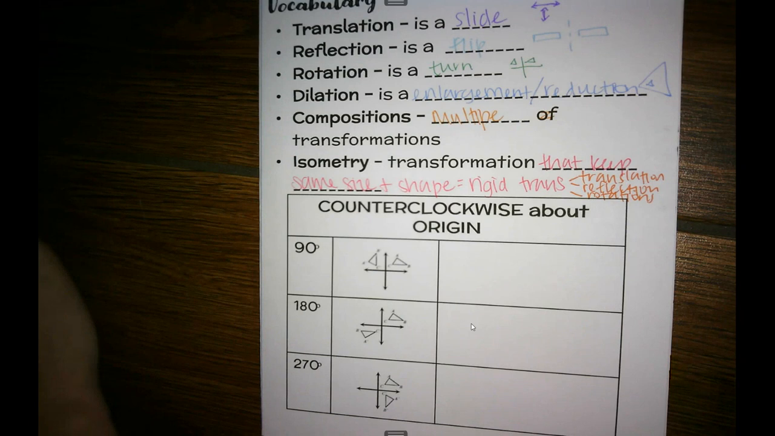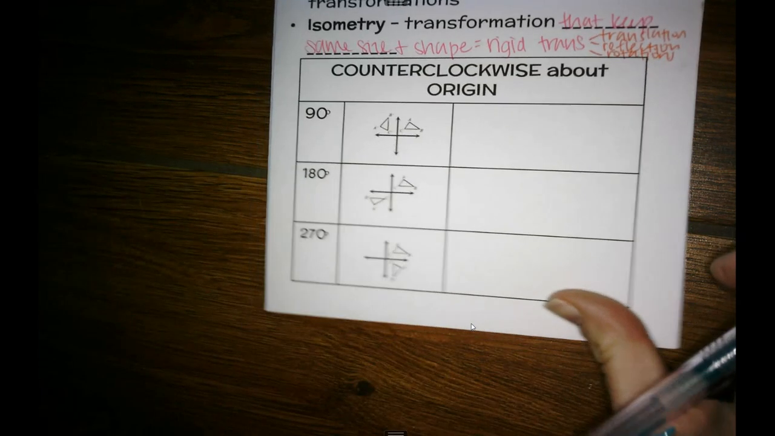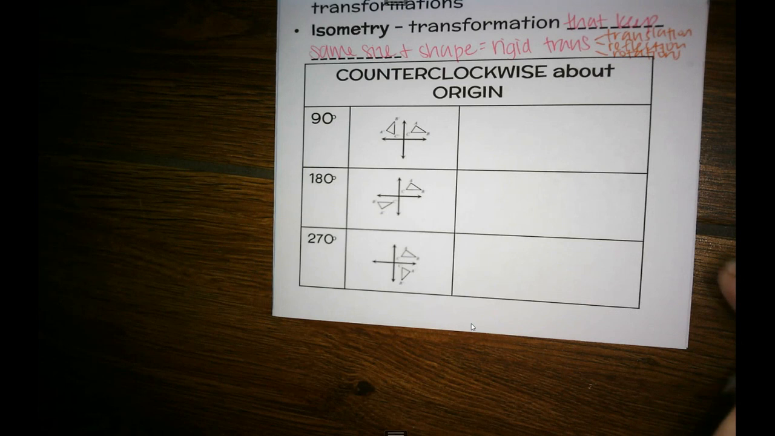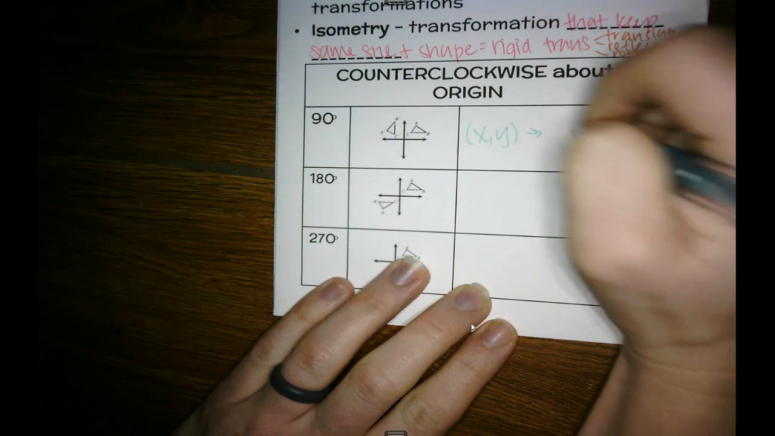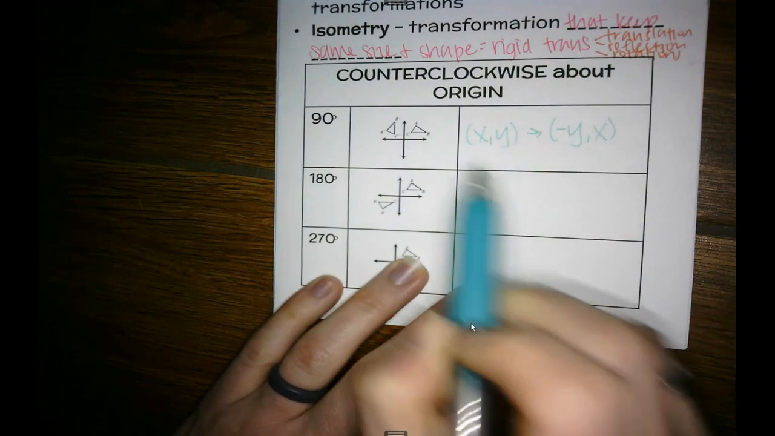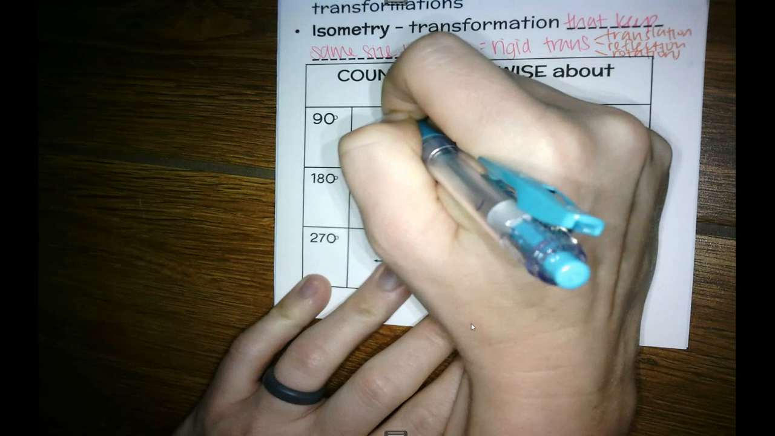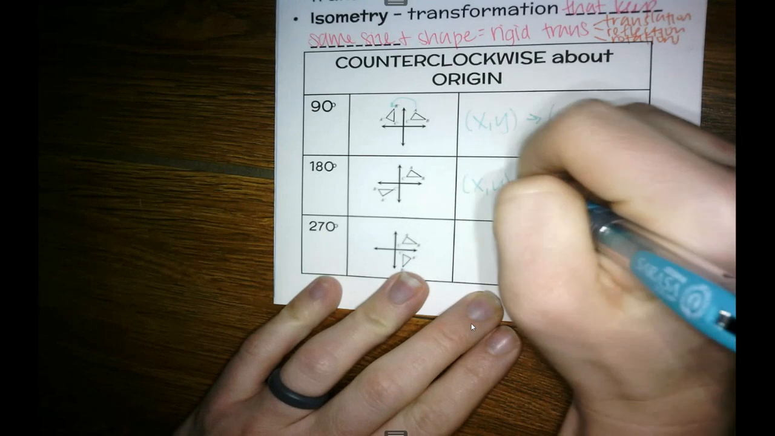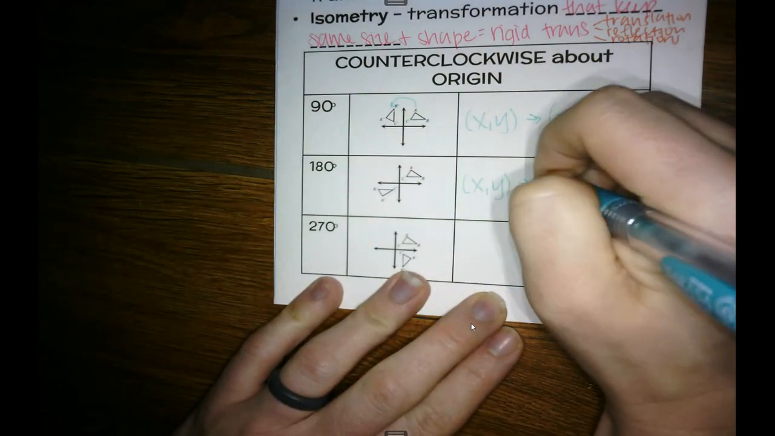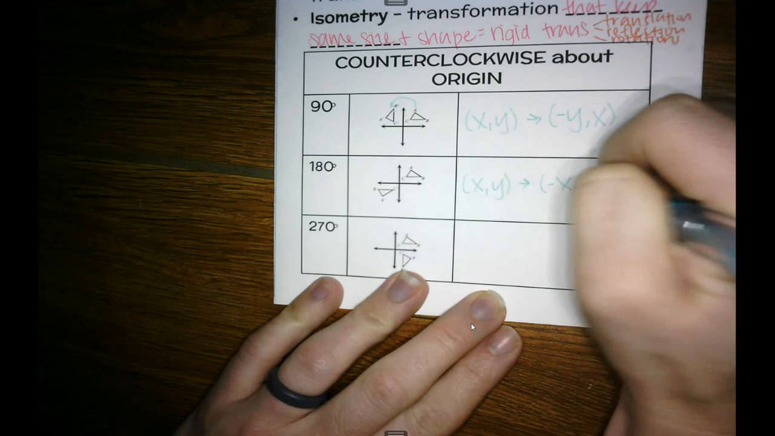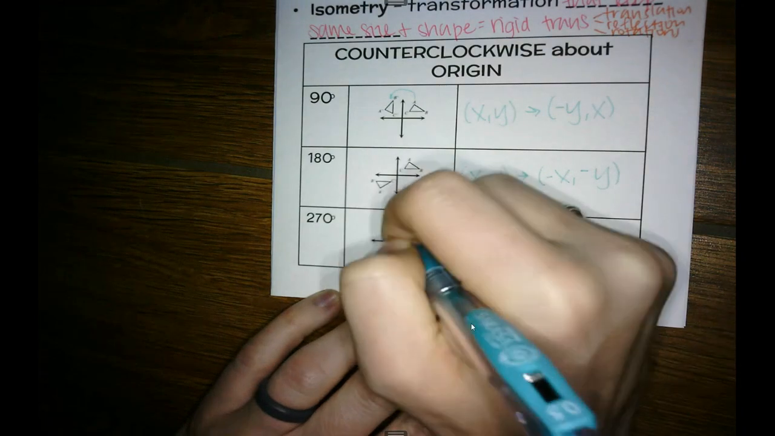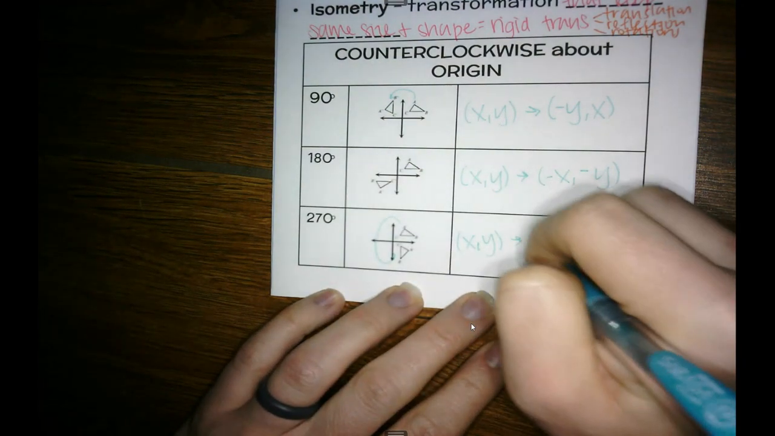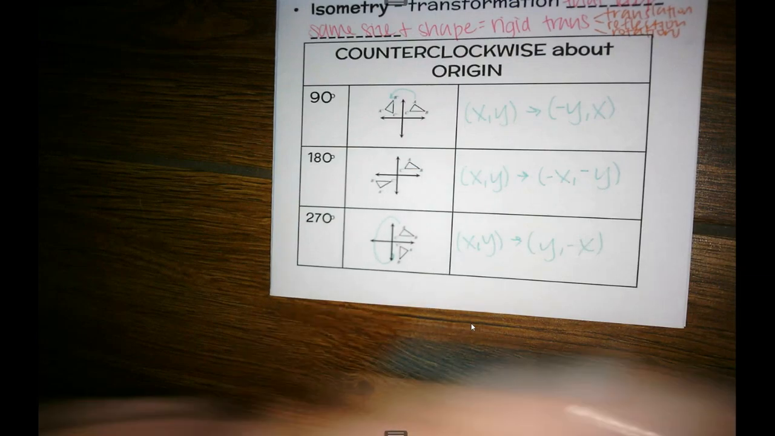All right, let's go ahead and write down, so we'll have it handy, our counterclockwise rotations. So your typical (x, y) is going to go to (negative y, x) for 90 degrees counterclockwise. And your 180, doesn't matter which way you're going, counterclockwise or clockwise, it's going to be (negative x, negative y). And counterclockwise 270 is (y, negative x).